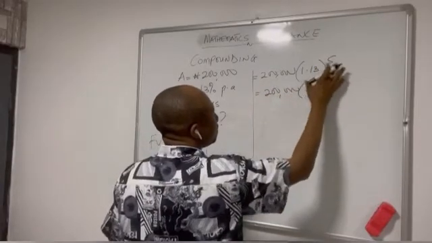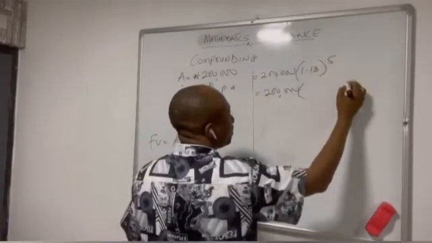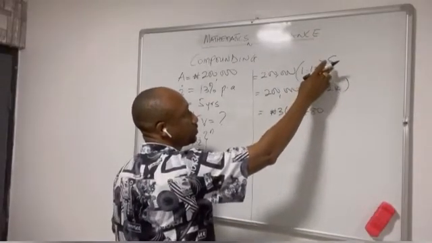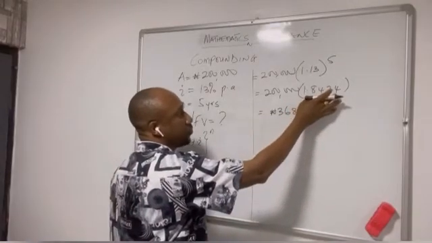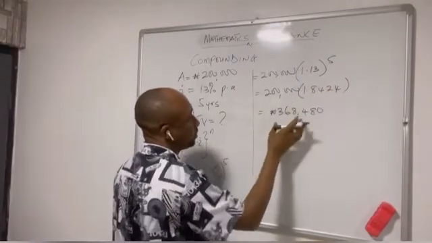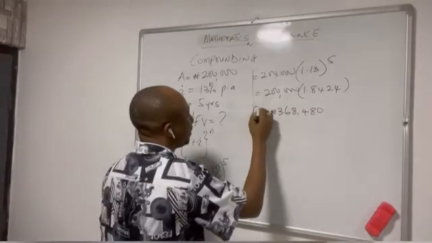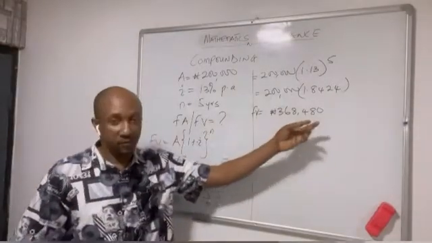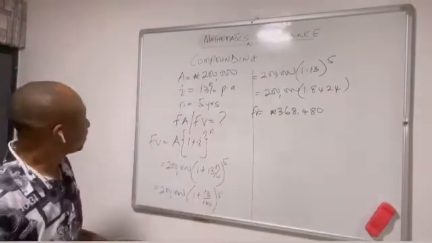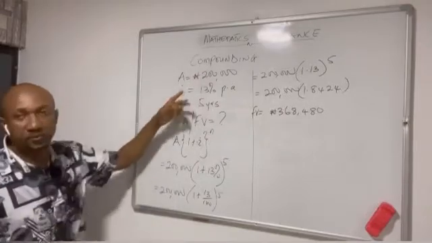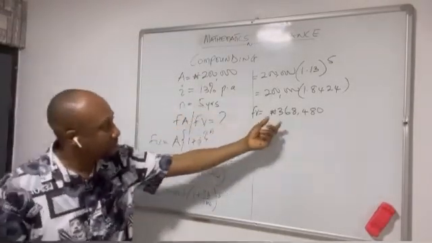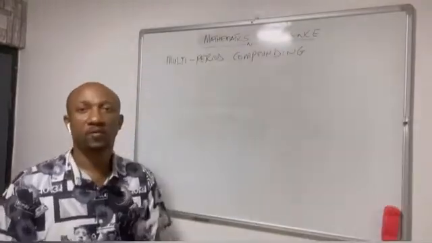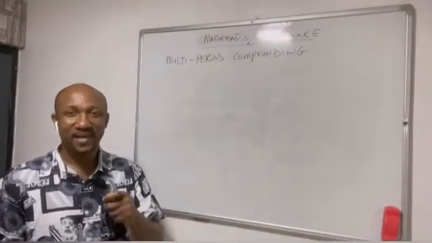You can then use a calculator to determine what 1.13 raised to power 5 is. If you use a calculator, you get 1.8424. If you then multiply the two, you get a future value or future amount equal to 368,480. This simply means that the 200,000 you are investing today, at the end of 5 years, would have amounted to 368,480.